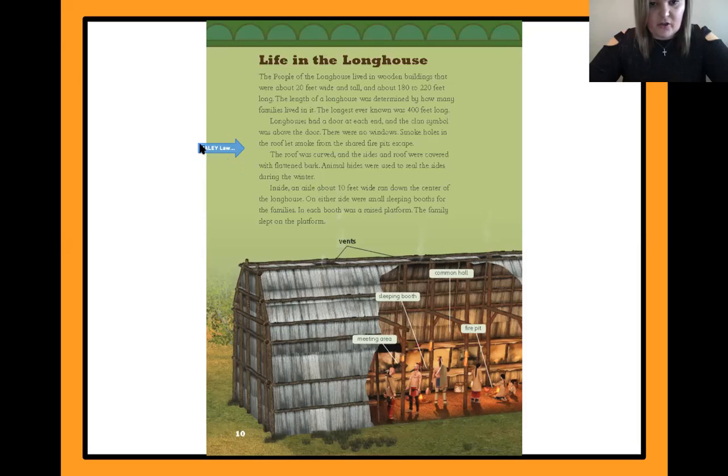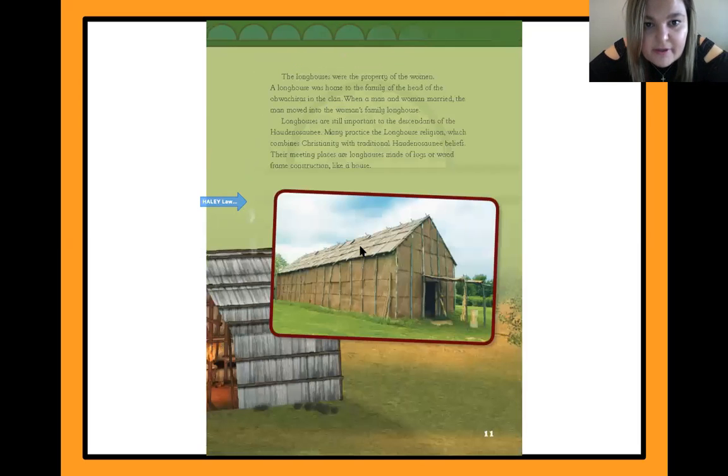Inside, an aisle about 10 feet wide ran down the center of the longhouse. On either side were small sleeping booths for the families. In each booth was a raised platform. The family slept on the platform. So right here we kind of see what it looks like. The sleeping booths are over here. We've got the fire pit, the common hall, and the meeting area. And then those vents that we were talking about already.